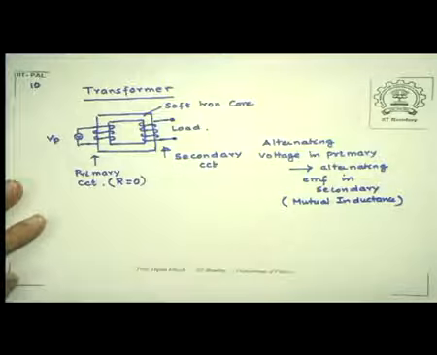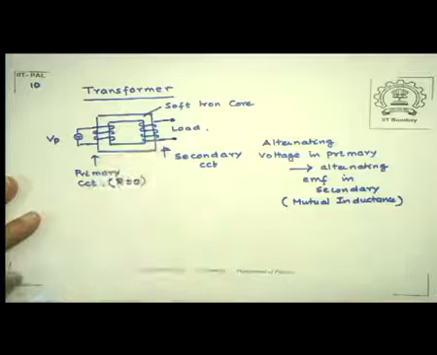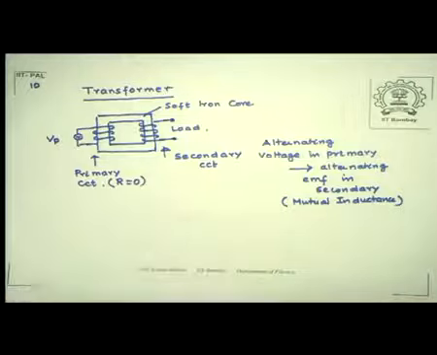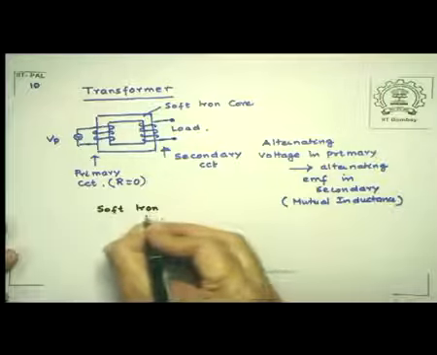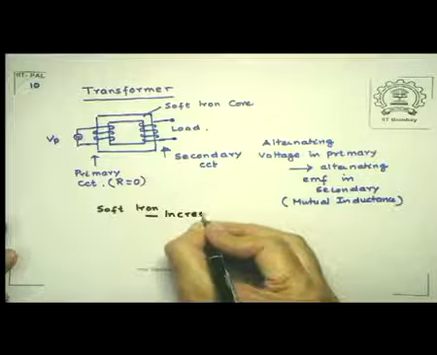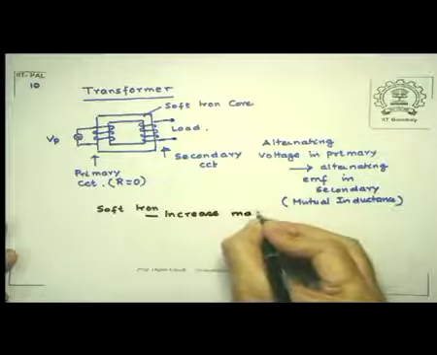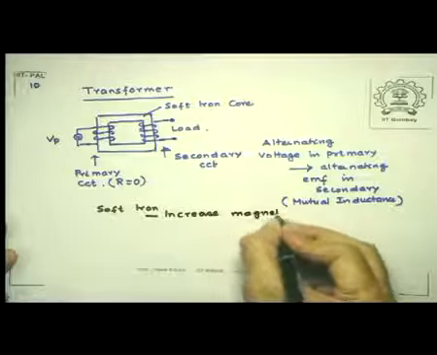The role of the soft iron core is actually twofold. One is it will increase the strength of the magnetic field produced by the primary current. So the soft iron core increases magnetic field strength. The second thing that it does is to help link the flux in the secondary circuit and make sure that it is linked to each turn. It helps flux linkage.